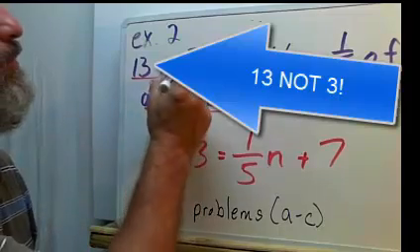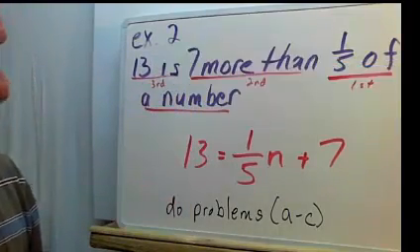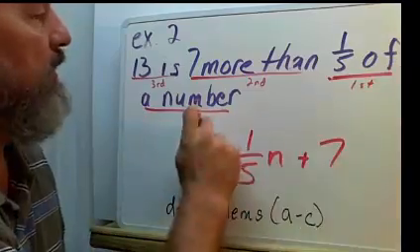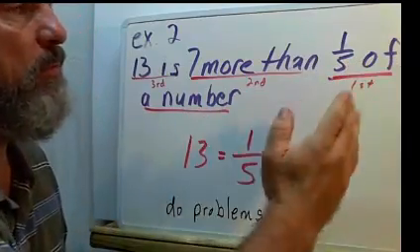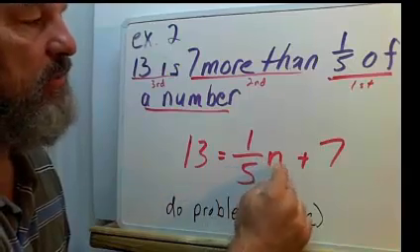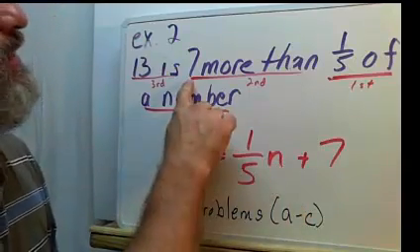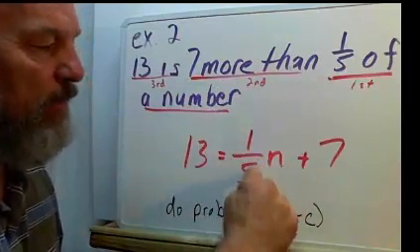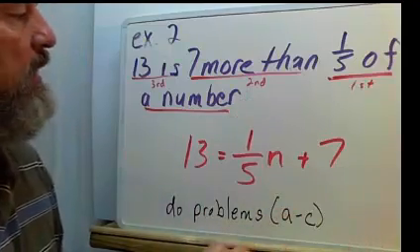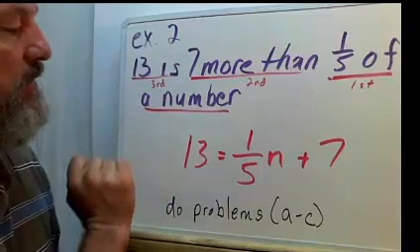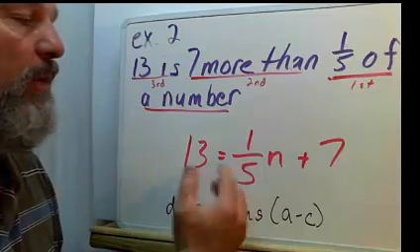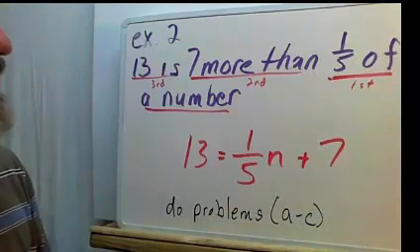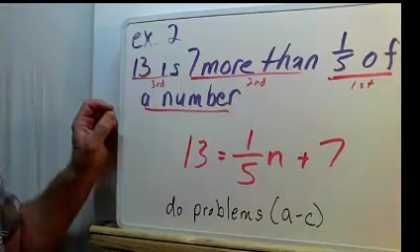Okay, problem number 2. 13 is 7 more than 1/5 of a number. Again, we can do this backwards. We can say 1/5 of a number. Remember, something of a number is multiplication, so it's 1/5 times n, or 1/5 n. Second thing we can look at is 7 more than that number. So here's that number. 7 more than that is plus 7. And then lastly we have "13 is." In this case we have the equal sign out front, but we could just as easily have tacked it onto the end here and said equals 13. It's the same thing. Now do problems letters A through C.